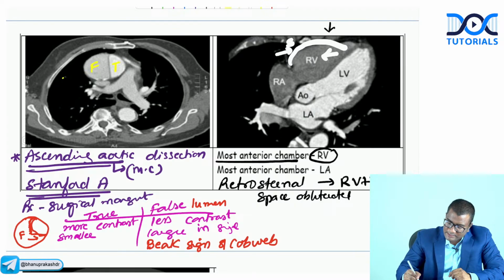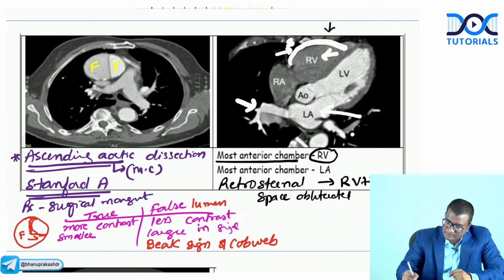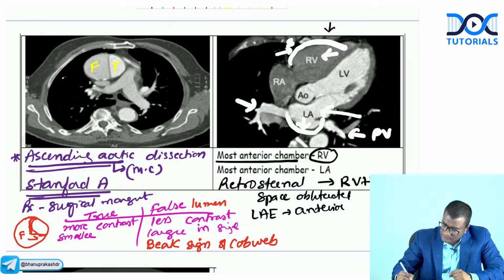The most posterior chamber in the body is the left atrium. You can also see the pulmonary veins opening into the left atrium. Whenever we have a left atrial enlargement, it will go posteriorly and compress the esophagus. There is anterior indentation of the esophagus, especially in mitral stenosis. On a barium study, you will see anterior indentation of the esophagus.